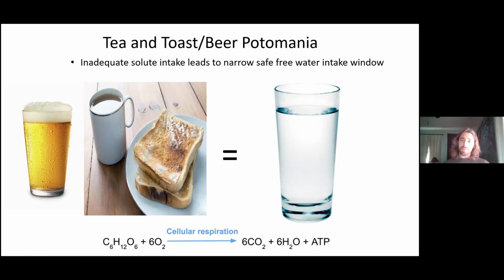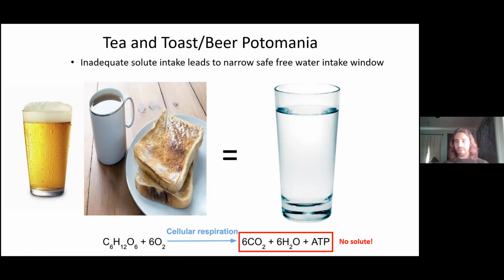And similarly, this is what makes sense for tea and toast, which always confused the hell out of me when I was a medical student. But these patients are not necessarily volume down. It's just that they don't have access to proteins or salt in their diet. They're eating very simple carbohydrates at home because bread and things like that are very easy to make. And so, again, we are running into an issue with no solute for the kidney to work with.